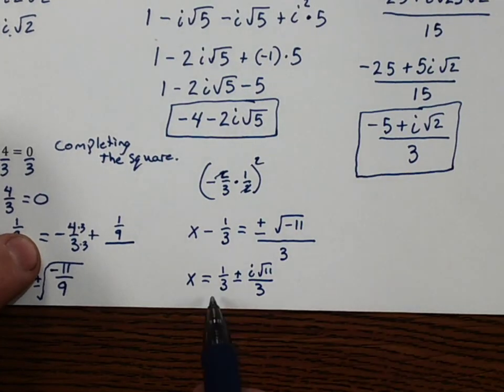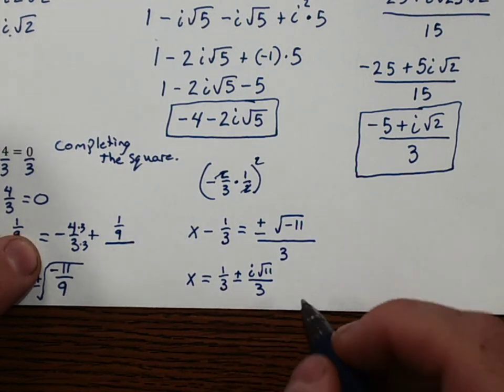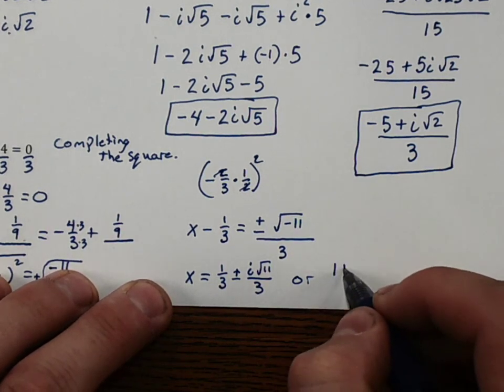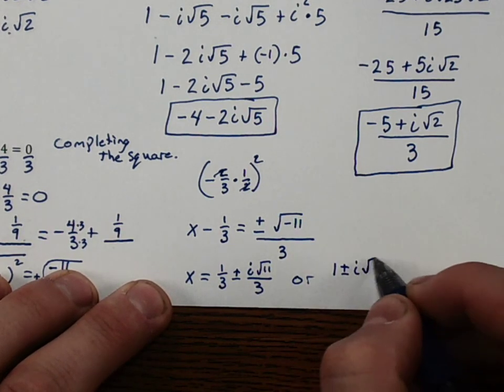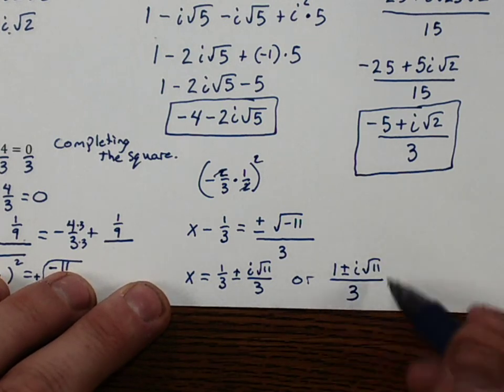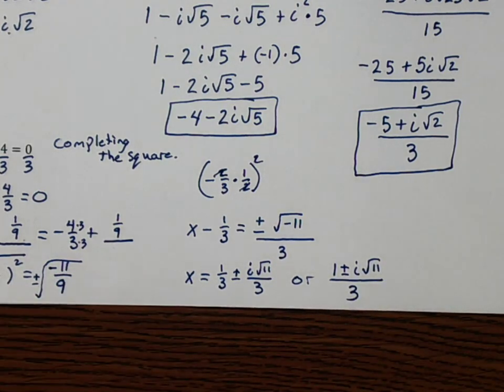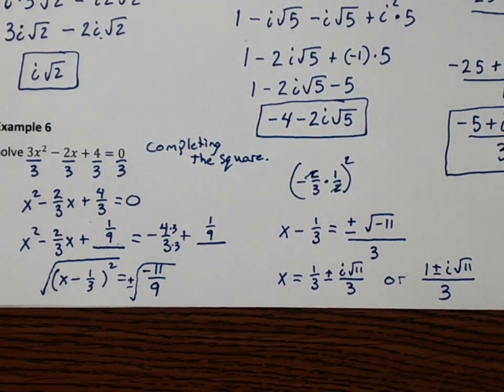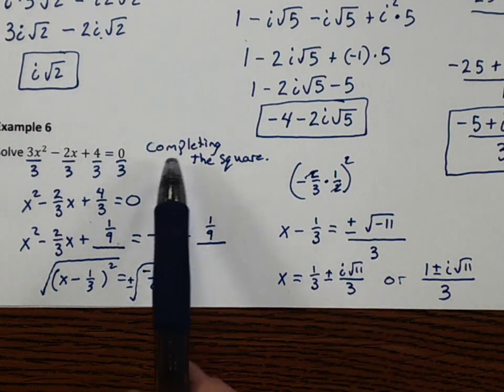Now you'll recognize these two have the same denominator. They will always have the same denominator. So you could also write it as this: 1 plus and minus i root 11 all over 3 as one fraction. Now that one, again, we're going to probably go over this one a couple more times in class. Okay, but completing the square.